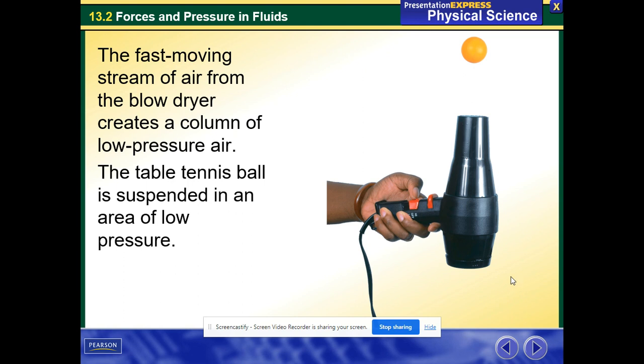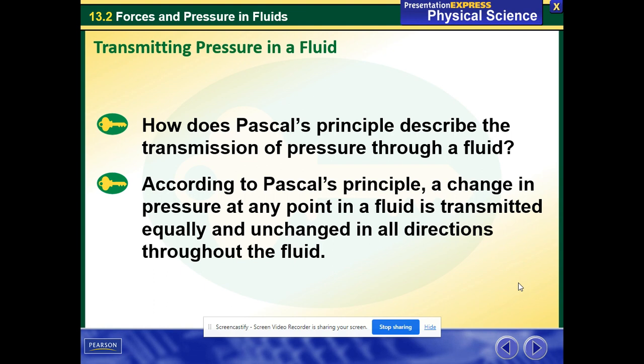And as a little introductory, it shows a picture of a blow dryer and a little tennis ball, or ping pong ball is what we call it for table tennis. And it states the fast moving stream of air from a blow dryer creates a column of low pressure air. The tennis ball is suspended in the area of low pressure. And we're going to talk about why that is, what we see, and why we are able to see that. So let's get started with one of the first principles we'll talk about out of the two.